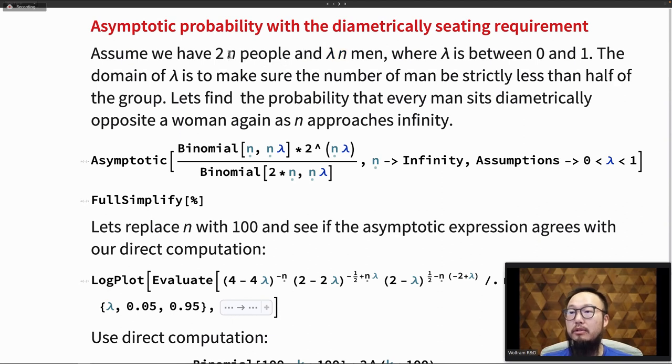But as n goes to very large, the maximum proportion of men is n over 2n, which is 50%. So that's why I choose the parameters like this: 2n and lambda n. And lambda is to make sure the number of men is strictly less than half of the group. Okay, that's what we do here. So let's see how the asymptotic behaviors go if we let n go to infinity and have lambda here. Okay.